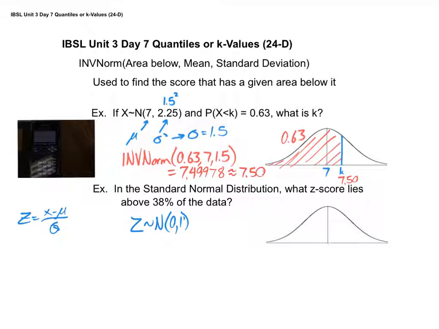So, we want the z-score that lies above 38% of the data. Our mean is 0. I want it to be above 38% of the data, so here's the data, and once I get up to 38%, I want to stop. How do I know it's going to stop before I get up to 0? Because 0 would be 50%. Exactly, 0 would be 50%.